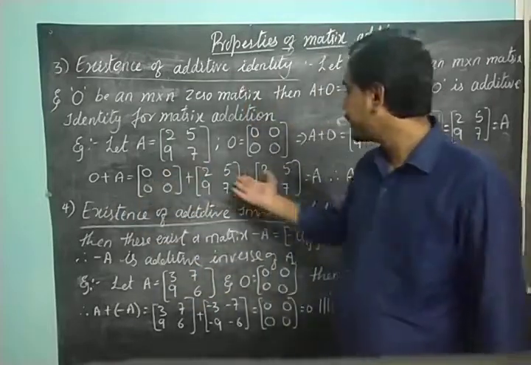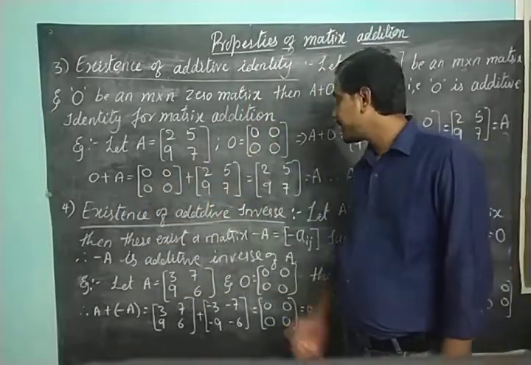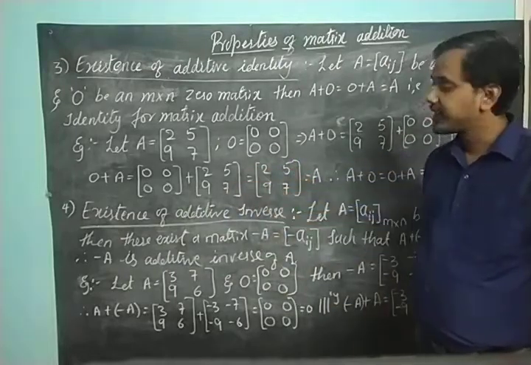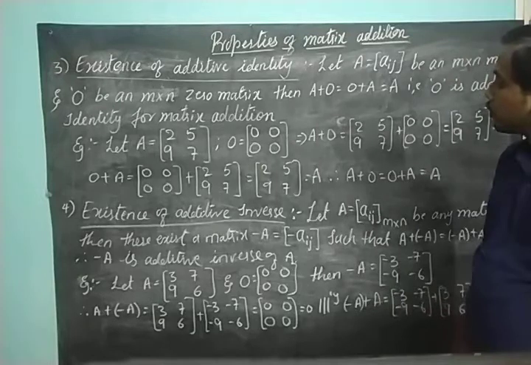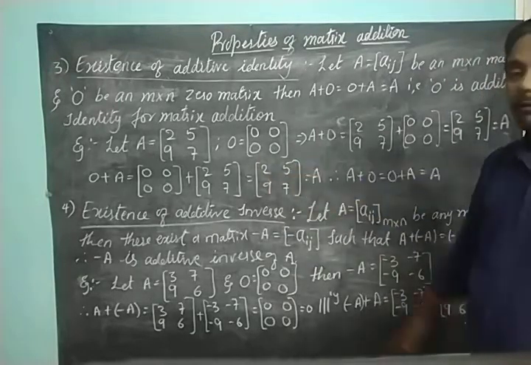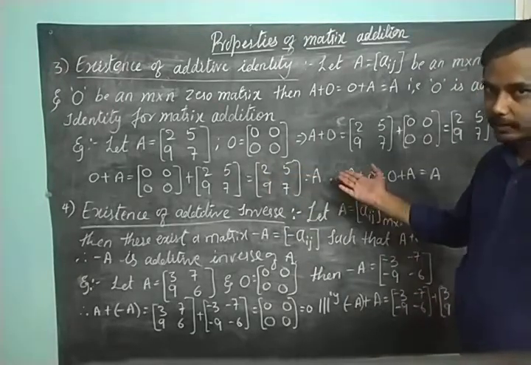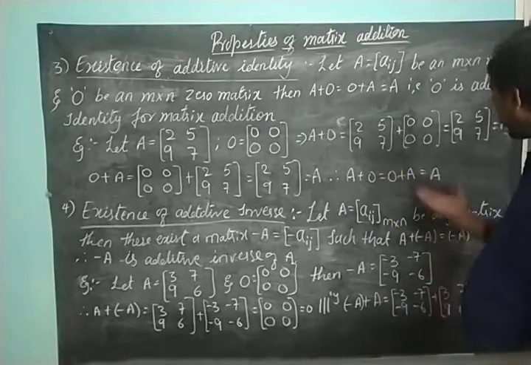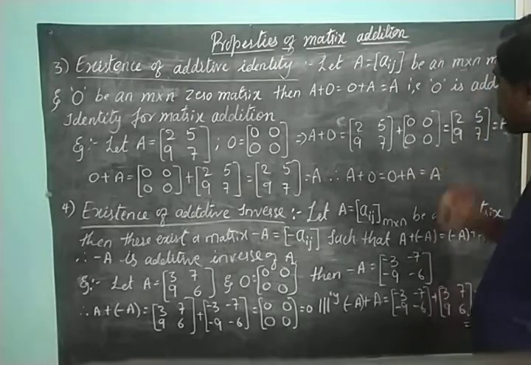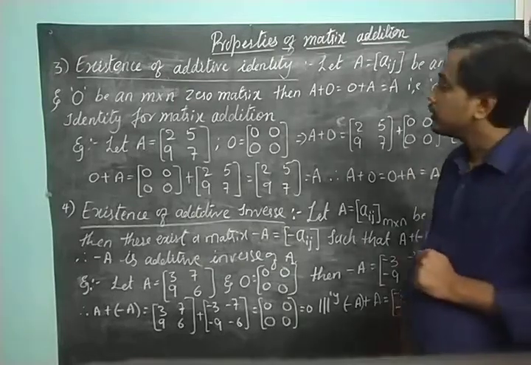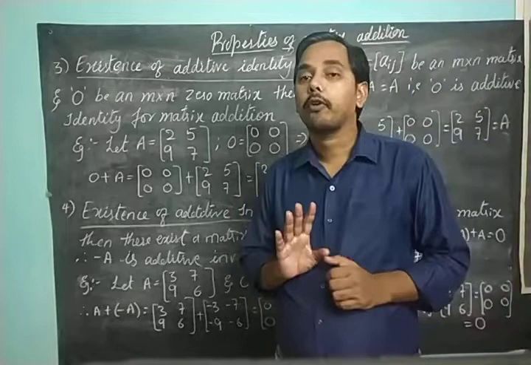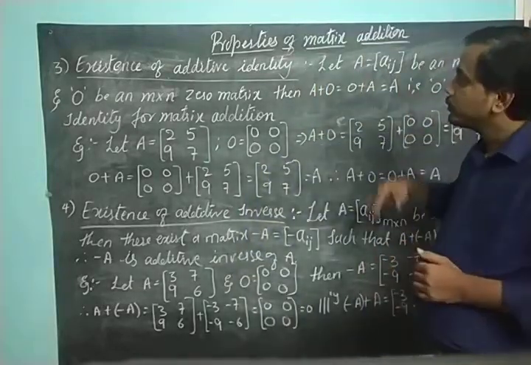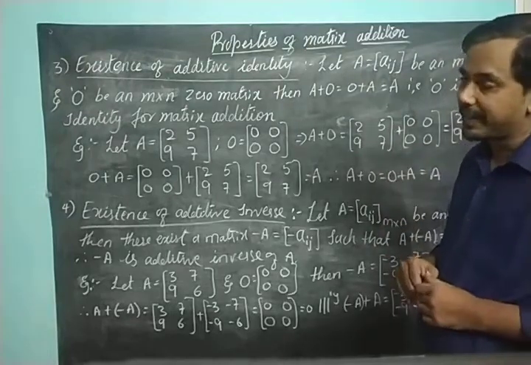Let us check O plus A. 0 plus 2 is 2. 0 plus 5 is 5. 0 plus 9 is 9. 0 plus 7 is 7. So what do we get if we add O plus A? We get 2, 5, 9, 7, which is nothing but A. So A plus O is equal to O plus A, and that is equal to A. So the zero matrix is the additive identity for matrix addition. Is that clear? I hope the existence of identity matrix is clear.